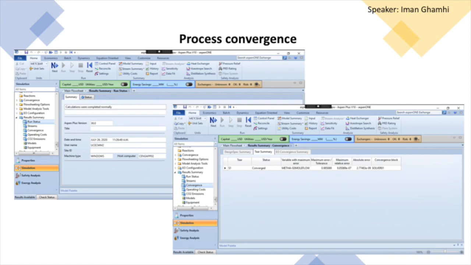We can conclude that with the help of literature, market review and the block flow diagram, we were able to make a process flow sheet on Aspen without any errors. This simulation has also helped us understand the sustainability and the economic aspects of this process.